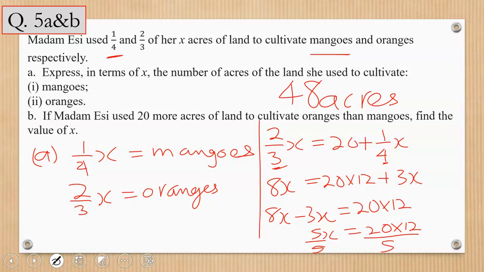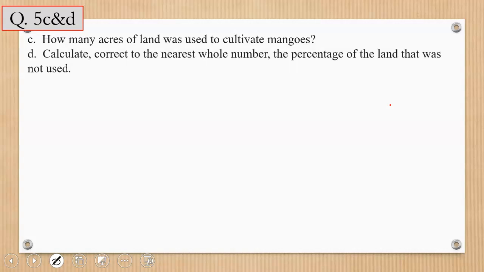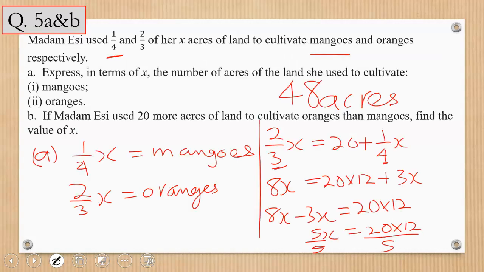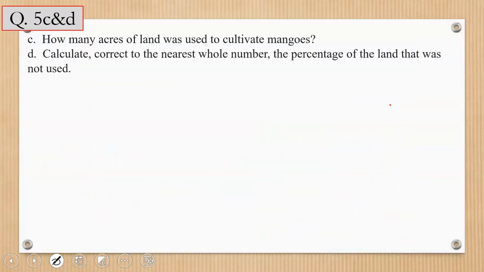Now let's take the next part of the question, question C and question D, from the same preamble. How many acres of land was used to cultivate mangoes? Remember, we said mangoes is 1/4 the number of acres. So I'm going to have 1/4 of X, but then our X is 48, so that is going to be 1/4 of 48.